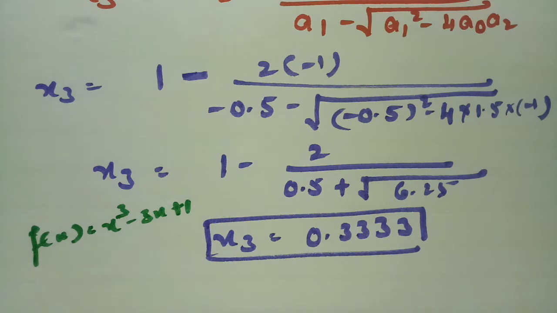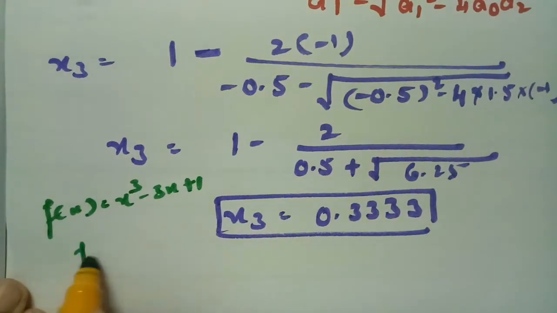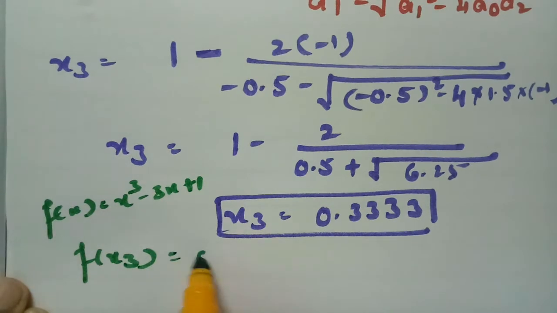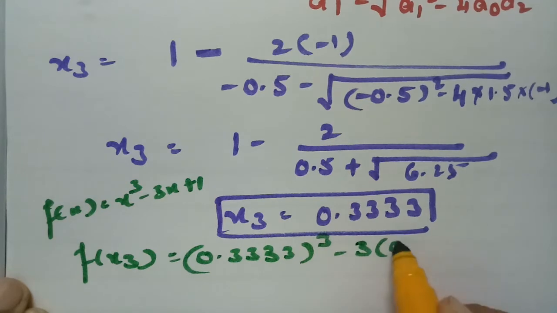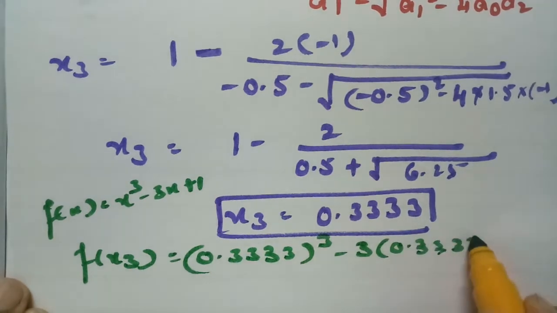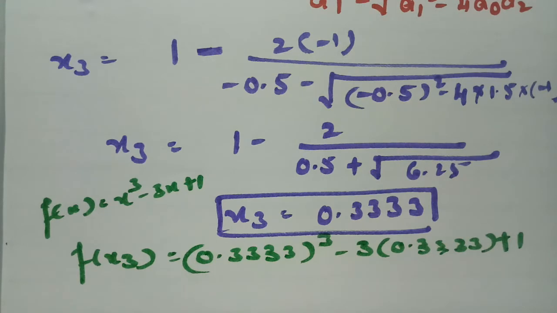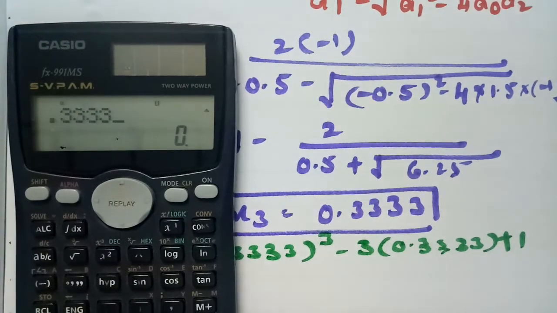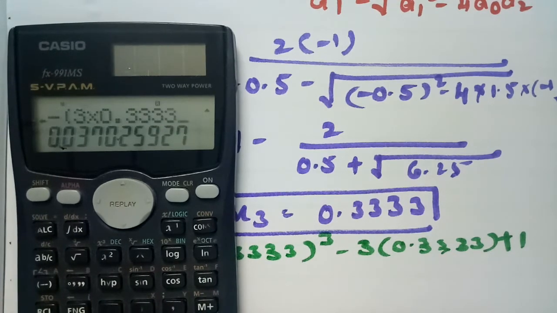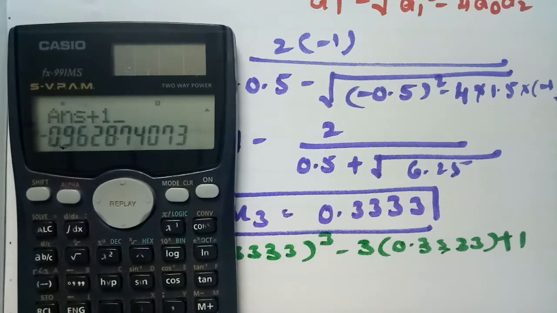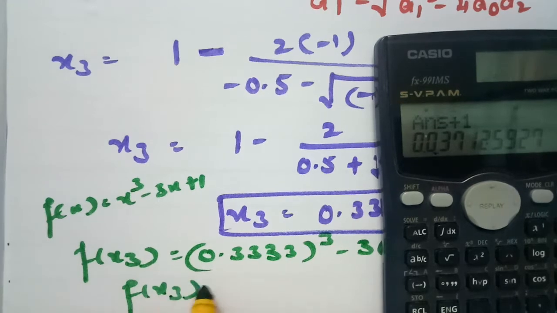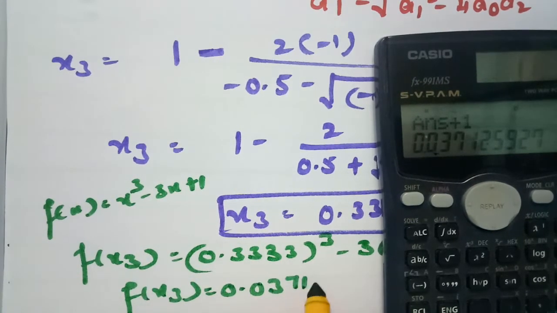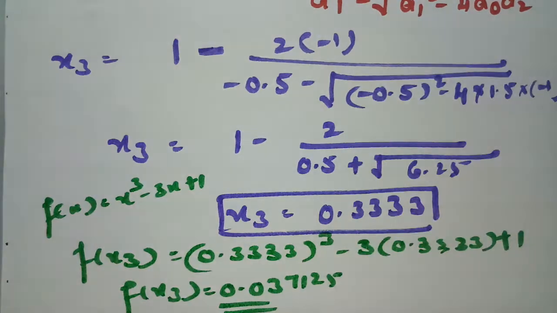And what will be f of x3? See here, f of x3 is equal to 0.3333 whole cube minus 3 into 0.3333 plus 1. See here, I'll show you, that is 0.333 cube minus 3 into 0.333 plus 1. The value here is 0.037. So what is our f of x3 value? It is 0.03725. So this is our value.